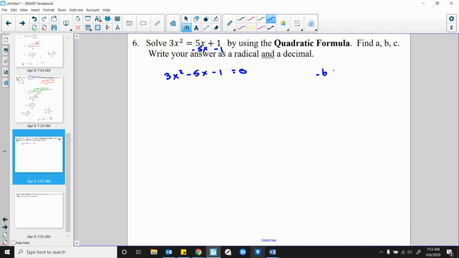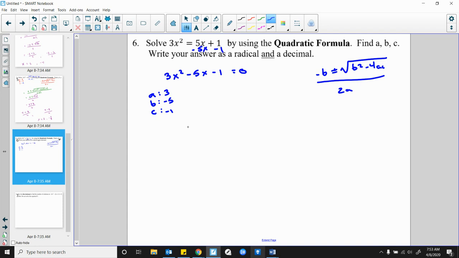I've been writing my quadratic formula down every single time just to be sure. Negative b plus or minus the square root of b squared minus 4ac all over 2a. Once I have that, we can identify our a, b, and c values. My a is 3, my b is negative 5, and my c is negative 1.